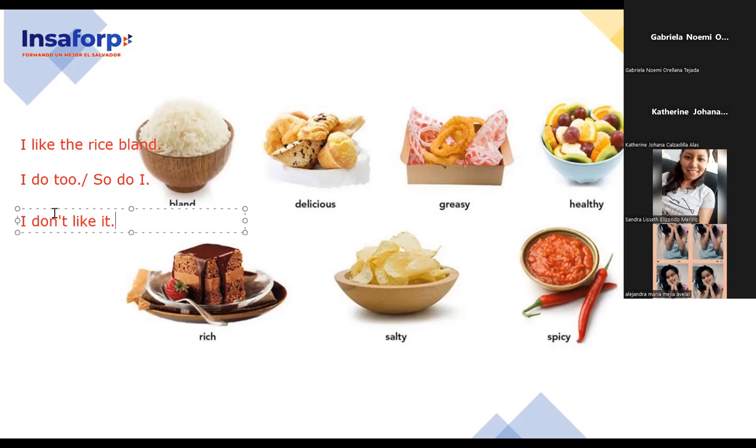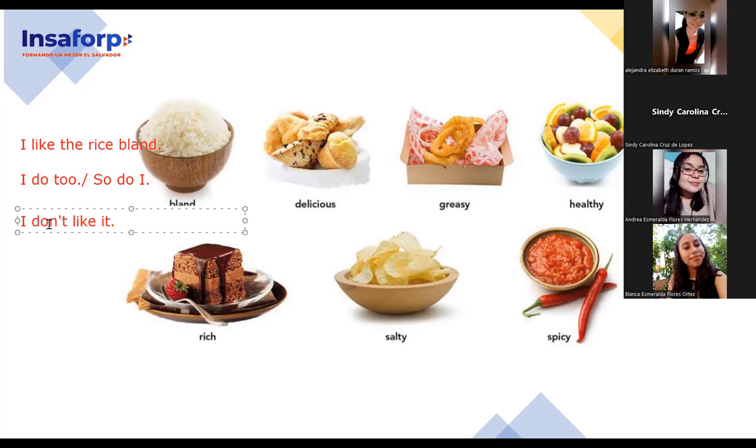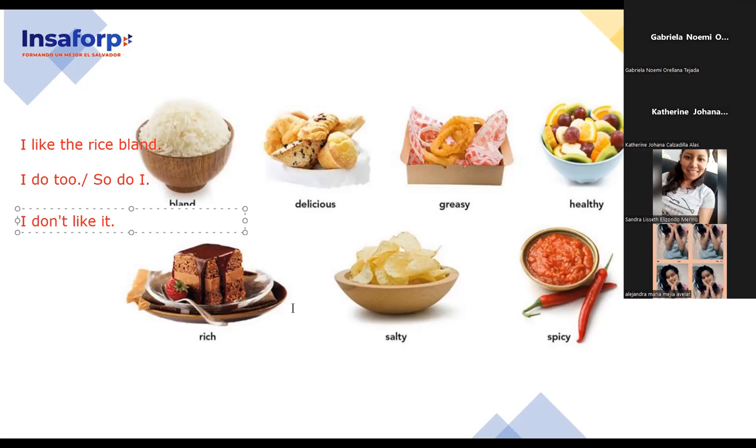So in the first one, I am in agreement, right? I do too, so do I. But then in the negative, I say, I don't like it, okay? So you have to pay attention to how the sentence is structured when someone tells you something they like or don't like. Here the sentence is simple present, so I can use too or so, and I have to use the simple present structure, which is do. I do too, so do I. And if I am going to show disagreement, always with the simple present, I don't like it.